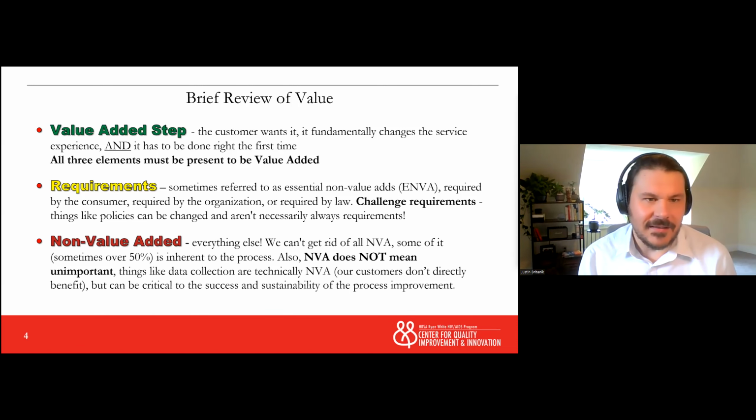And then last but not least is non-value added. I'm always careful here to say non-value added and not waste, because non-value added doesn't mean unimportant. Things like data collection are things none of our clients or customers are going to pay for us to do. They don't care about it. They just want the service that results from that data.